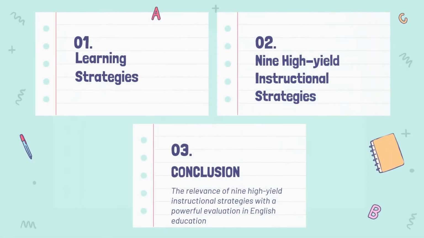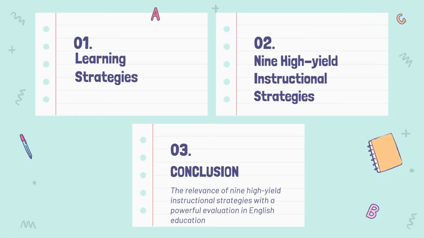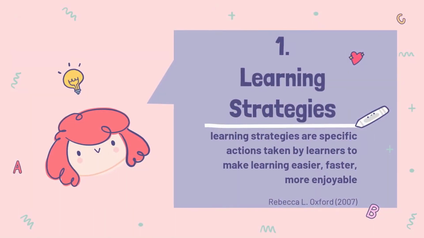We have divided our presentation into 3 parts: the learning strategies, the 9 high-yield instructional strategies, and the conclusion. Let's begin with the learning strategies. What is learning strategy? Learning strategies are steps taken by students to enhance their own learning. Strategies are important for language learning because they are tools for active, self-directed involvement, which is essential for developing communicative competence.